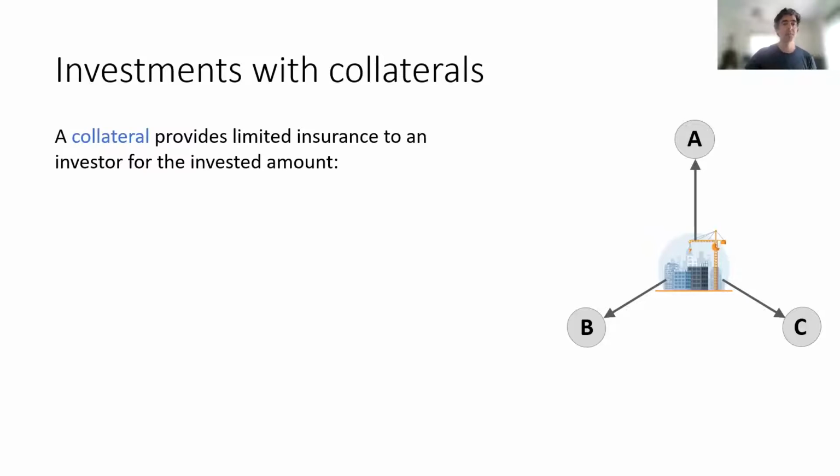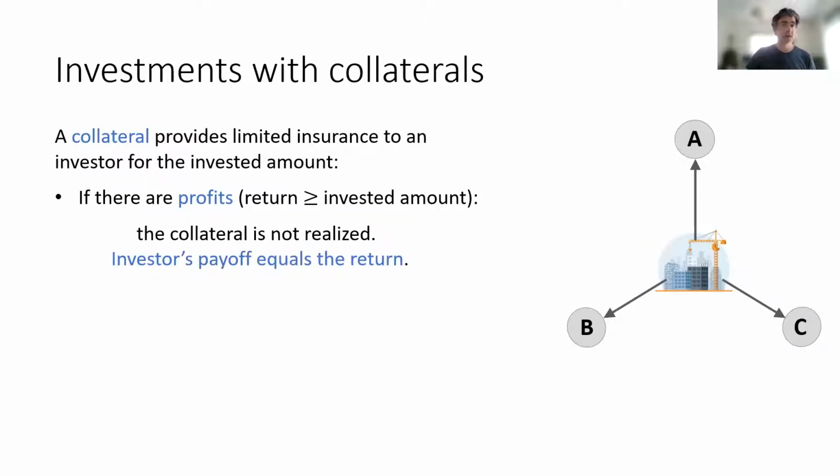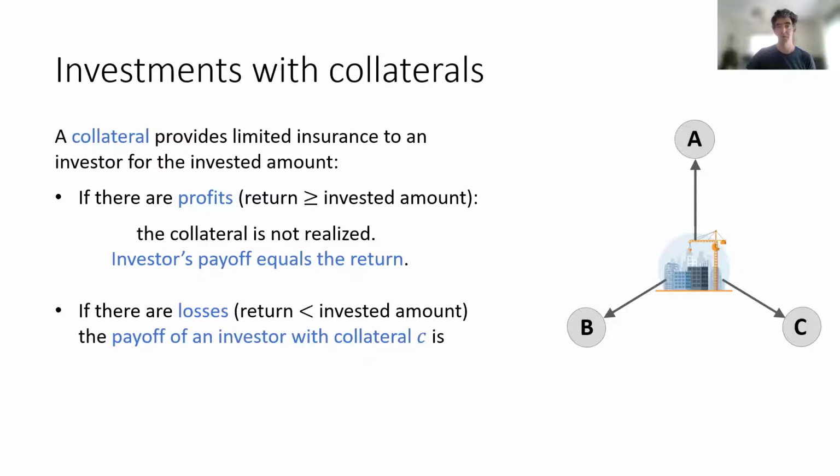So the types of collateral contracts we consider provide limited insurance for an investor for the invested amount. If there are going to be profits, meaning the return is more than the investment, then the collateral is not realized, and the payoff of the investor is just the return from the investment. But if there are losses, then the payoff for an investor that has collateral of amount C is going to be the return, whatever he got from the investment, plus the amount of the collateral. But this is going to be capped at the investment amount, because this is only insurance against losses.